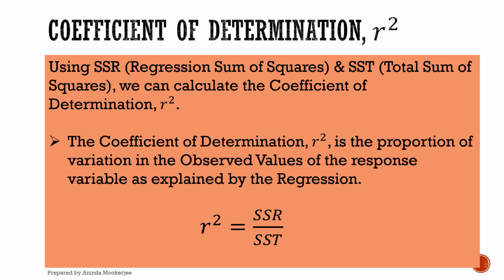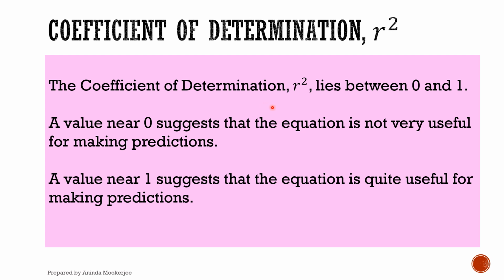All right, so r squared, because it's squared, it can never be a negative value. It's essentially a value between 0 and 1. It cannot be greater than 1. It cannot be a negative value, right? But this is the formula to use, and in order to come up with an r squared value, we need a value for SSR and SST. The coefficient of determination r squared lies between 0 and 1. So we usually get it as a decimal value between 0 and 1.